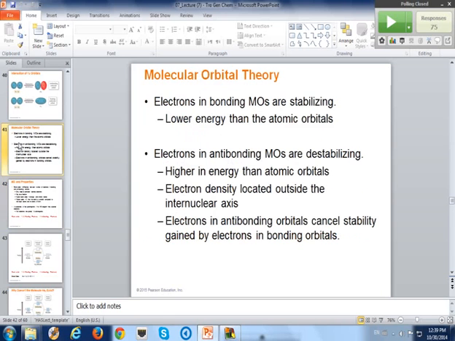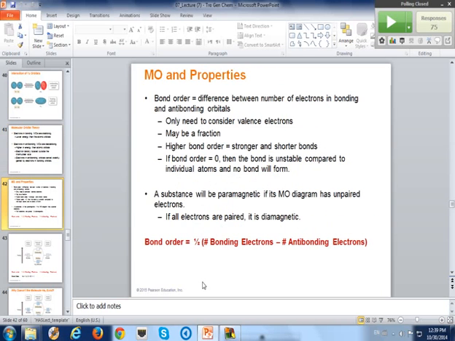Based on the molecular orbital theory, electrons in bonding molecular orbitals are stabilized because the energy is lowered. On the other hand, electrons in antibonding molecular orbitals, they're destabilized, right? Based on the node between the nuclei, like we just considered. Okay, an important property is the bond order, as we consider the molecular orbital theory. And so this is a new concept you should make note of.